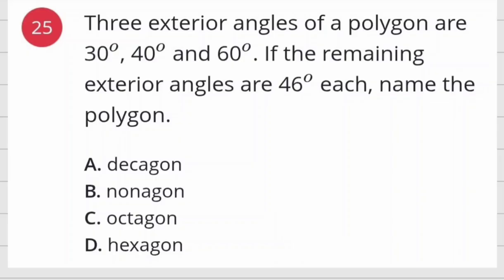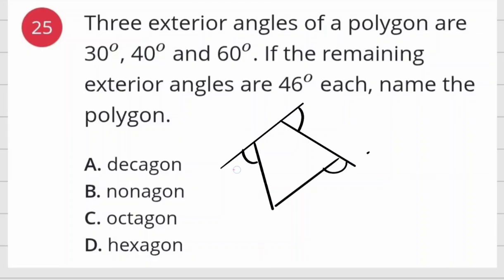So we must know the sum of exterior angles of a polygon. Here is an exterior angle, and this is also an exterior angle here. If we have something like this as well, which forms an exterior angle here. So if these are x, y, and z, x plus y plus z must give us 360, because the exterior angles of this polygon must give us 360.